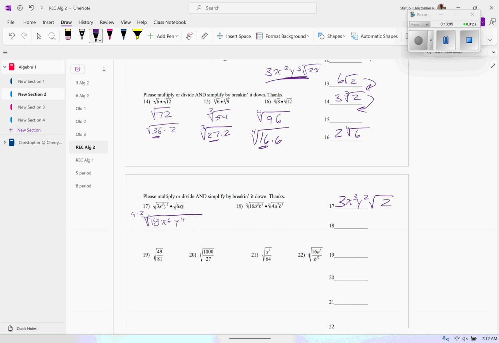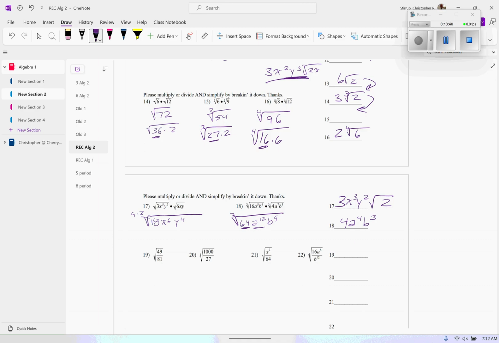Number 18, third root. So third root, let's see, 16 times 4, 64. Oh, this is going to work nice. A to the 5th, A to the 7th is A to the 12th. B to the 4th, B to the 5th is B to the 9th. Okay, so the third root of 64 is 4. The third root of A to the 12th, 3 goes in 12 4 times, so it's A to the 4th. Third root of B to the 9th, 3 goes in 9 3 times. Look at that, that worked out nicely.